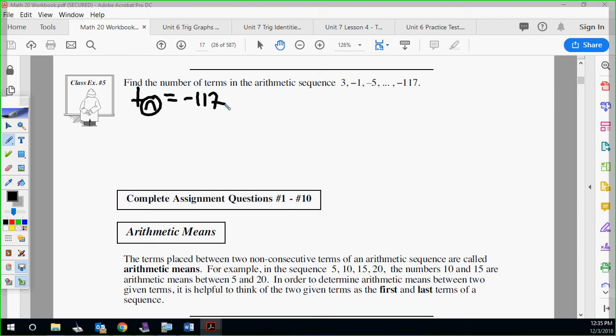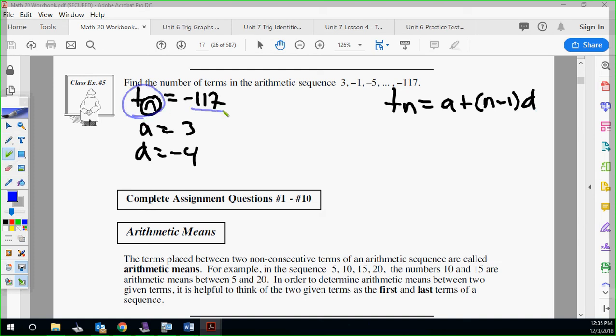We know what a is, 3, and what's d? -4, good. So this is how you're going to write it. People get confused in this part, so please pay attention. It's not as hard as people think. Do you see that we know everything but n? We know T sub n, a, d. The only thing that's missing is n, and that's what we're going to solve for.